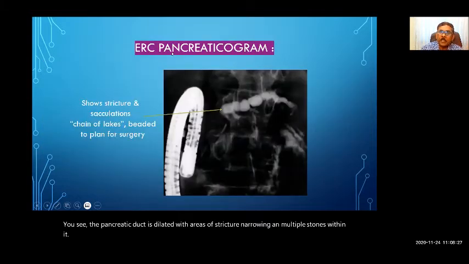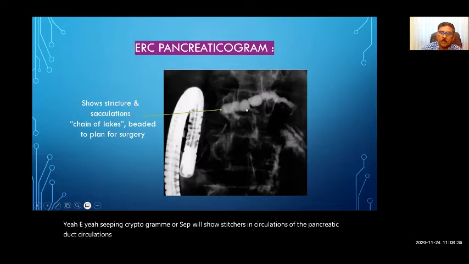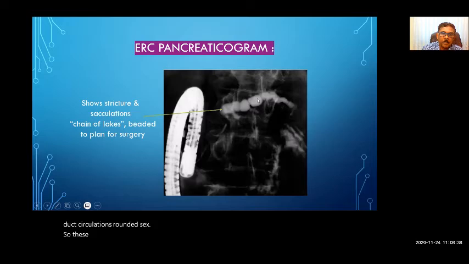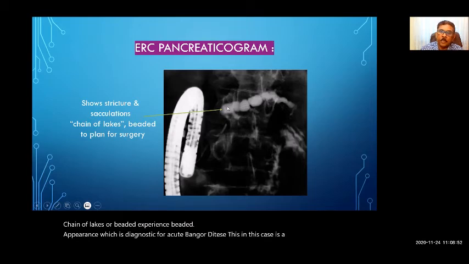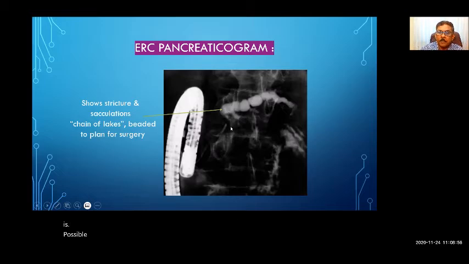Here, ERCP or pancreatogram will show strictures and dilatations of the pancreatic duct. These are dilatations, rounded sacs. Some people call it a chain of lakes or beaded appearance, which is diagnostic of chronic pancreatitis. In this case, it is a dilated duct, so it is possible to do dilatation and even bypass procedures if necessary.